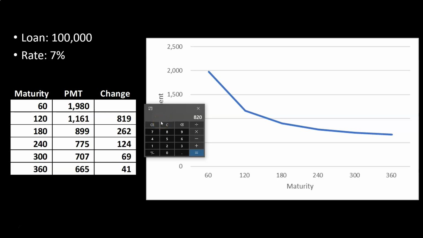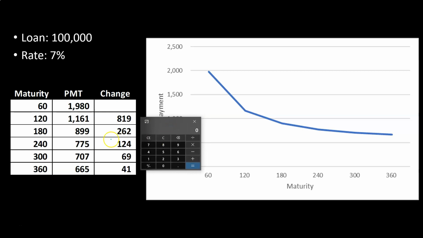There's rounding, 820. But then if I go from the 120 and have another 5-year interval, 60 months, to 180, the change then that we're talking about goes from the payment, which would have been 1,161 minus the 899. So there's still an impact in the difference in the payment, but the impact is going down, right?